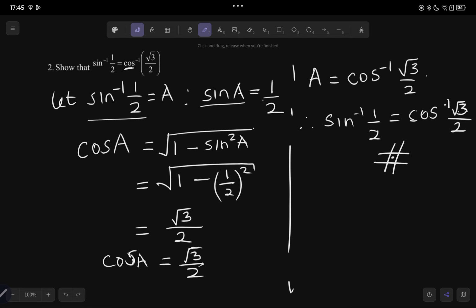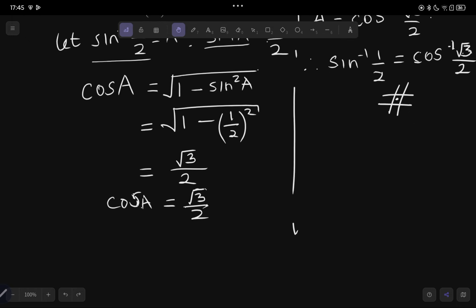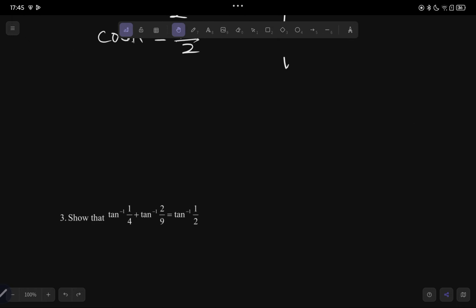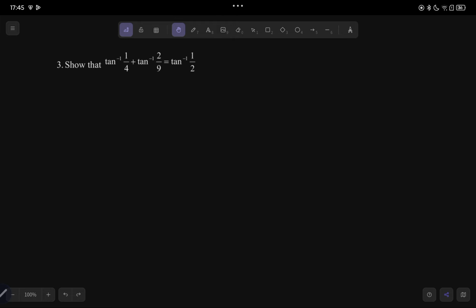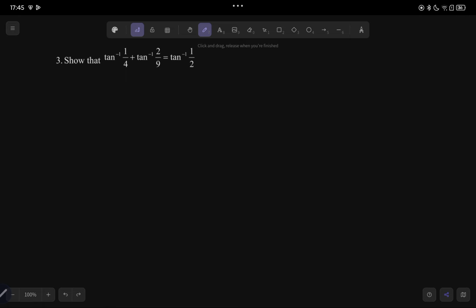So that is the required proof. Now, as number 3, show that tan inverse of a quarter plus tan inverse of 2 over 9 is equal to tan inverse of a half.